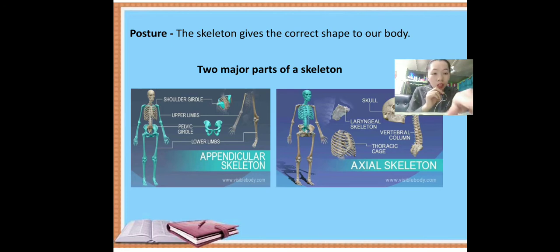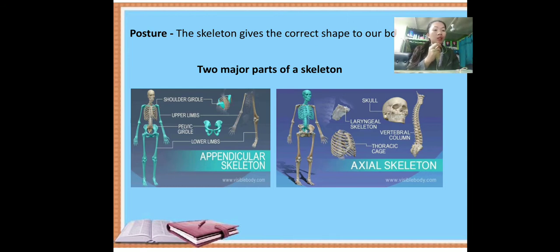So as you can see, mao ni ang mga bones naasa or nabilong sa appendicular skeleton. Lower limbs, pelvic girdle, upper limbs, and shoulder girdle. So mao na naasa appendicular skeleton.